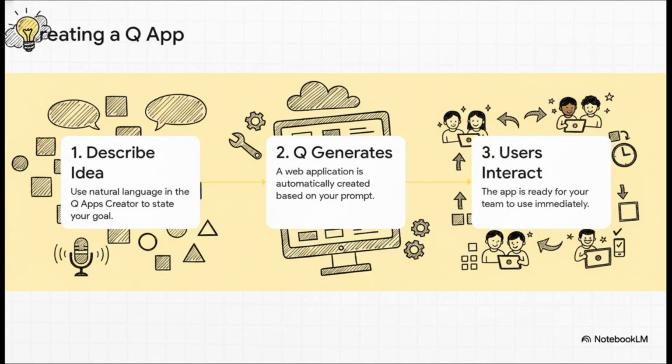And the process is just so simple. Seriously, it's 1, 2, 3. 1, you just describe what you want the app to do in plain English. 2, Q goes ahead and generates the whole web app for you. And 3, it's immediately ready for your team to start using. Think about it. This could completely get rid of the developer bottleneck for all those simple internal tools everyone needs.